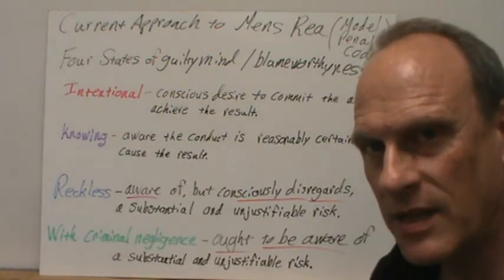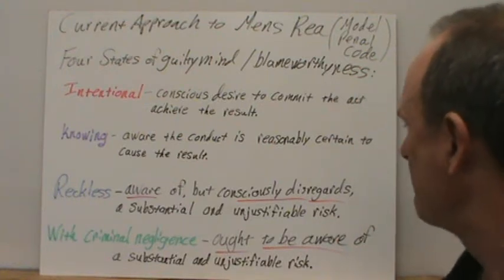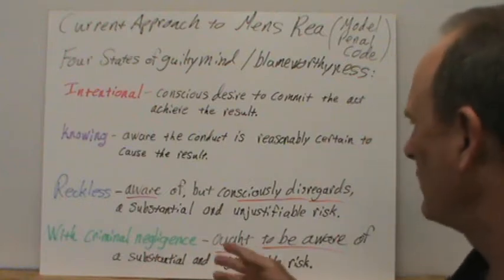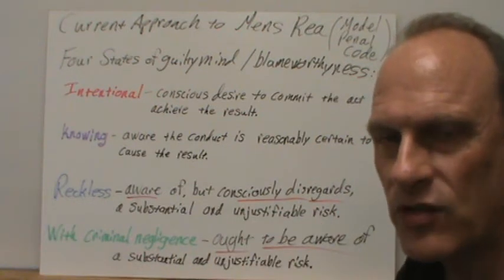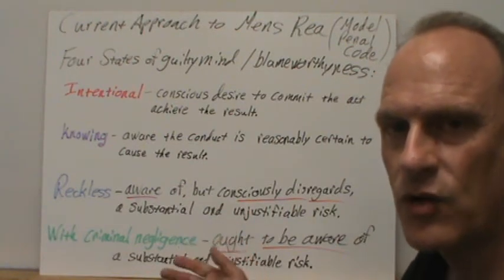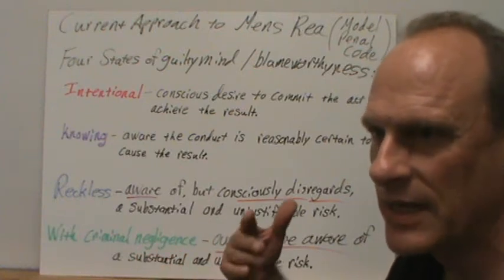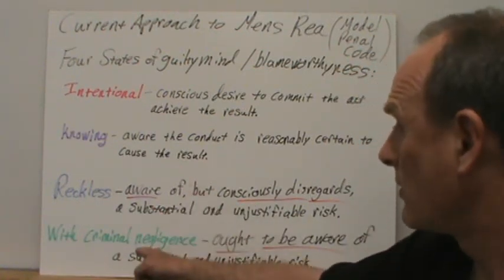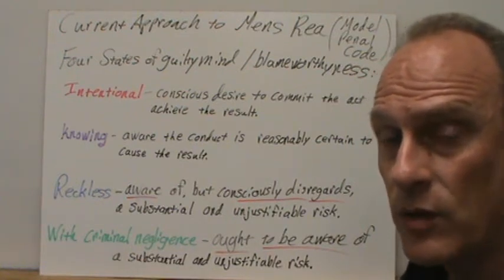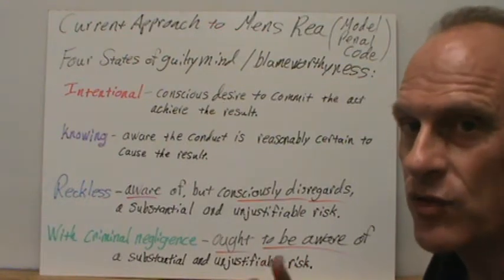Reckless would be yet another step below that. Here you're aware of a substantial risk, but you ignore that risk and you consciously disregard that risk. So sometimes we call that conscious risk creation. You're creating a risk, you know about it, you hope nothing bad happens, but if it does, well, you're criminally liable. The fourth one is criminal negligence. When you commit an offense with criminal negligence, you ought to be aware of the risk, but you're not.